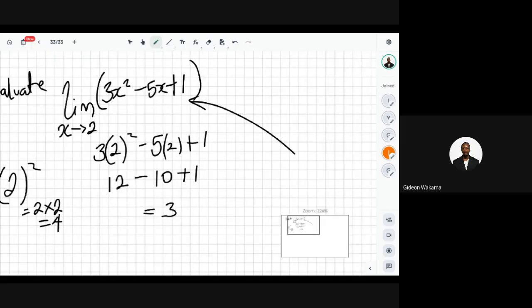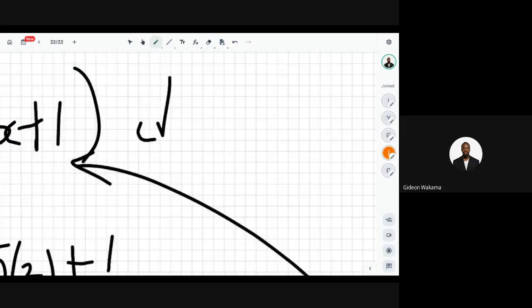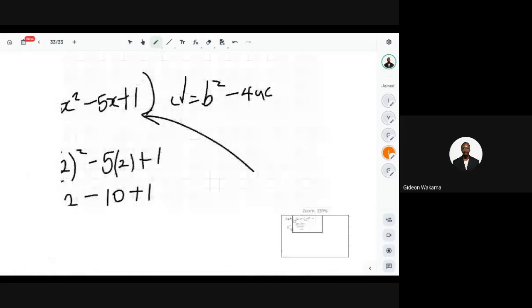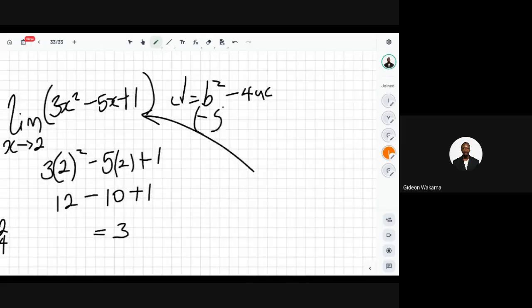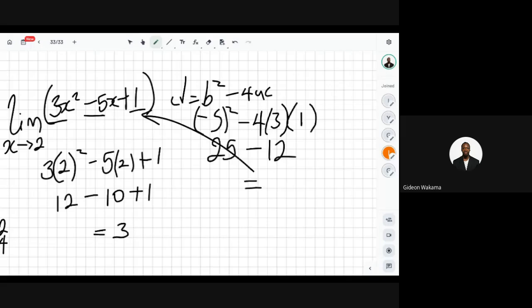When you want to check if an equation can be factorized, use the determinant. The determinant is b squared minus 4ac. My b is -5, and then minus 4 times 3 times 1. A is the coefficient of x squared, b is the coefficient of x, which is -5, and c is 1. If it gives me a perfect square, then I can factorize. So this is 25 minus 12, and that gives me 13. This is not a perfect square, so I can't factorize it.